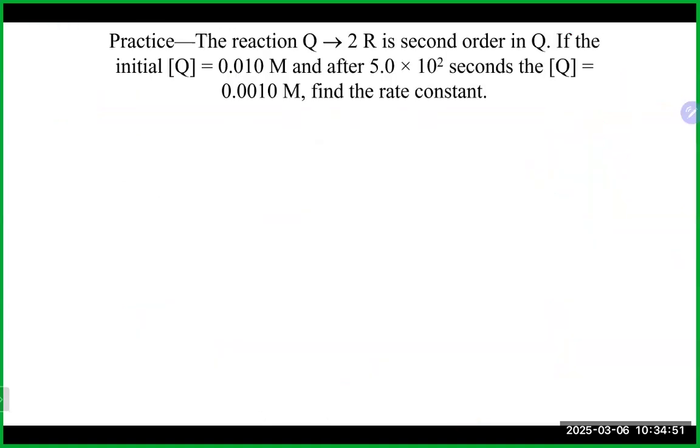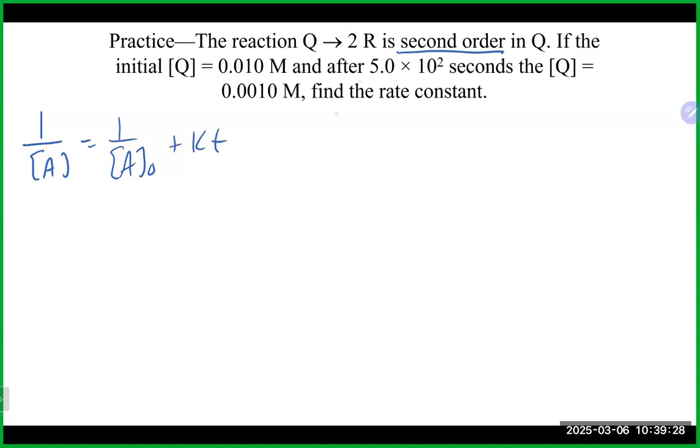Let's give one a go here. Second order in Q. If we have an initial concentration of Q of 0.01 molar, and after 5 times 10 to the 2 seconds Q is 0.001 molar, what is the rate constant in this case? That will point us to our second order rate law here.